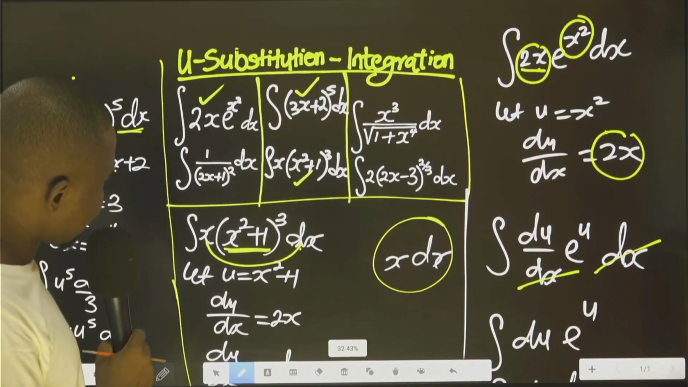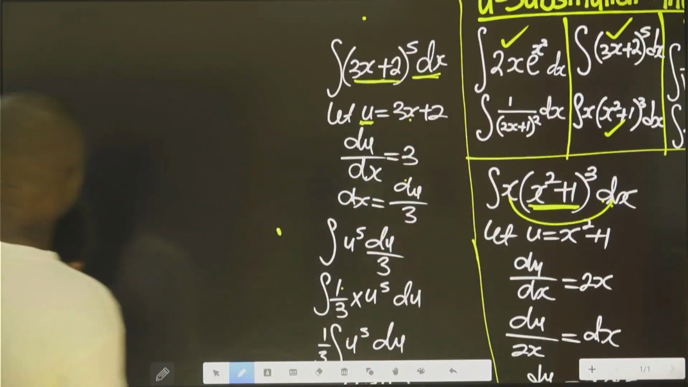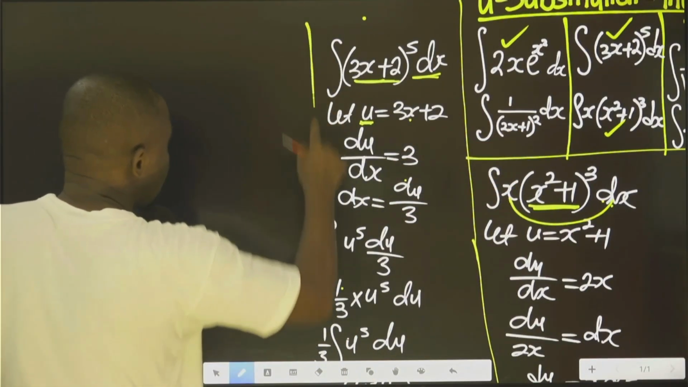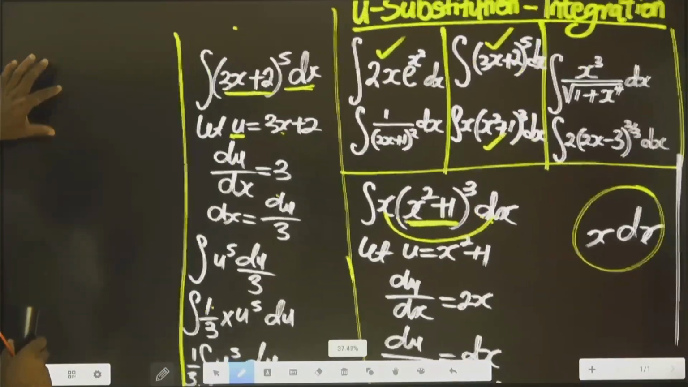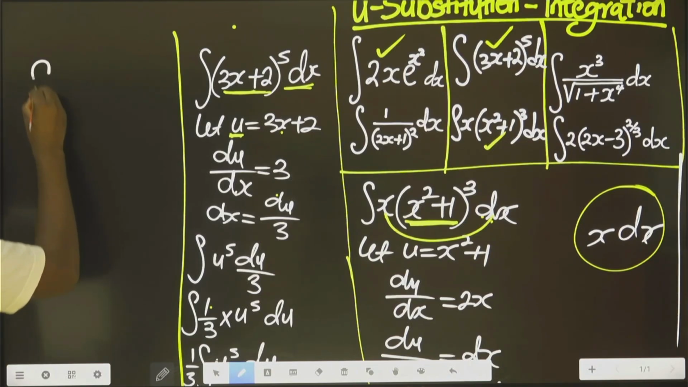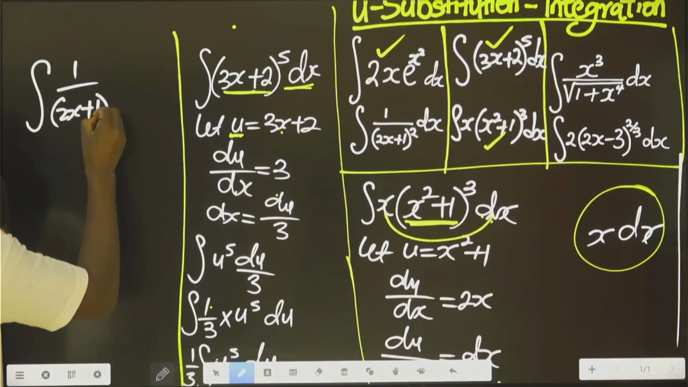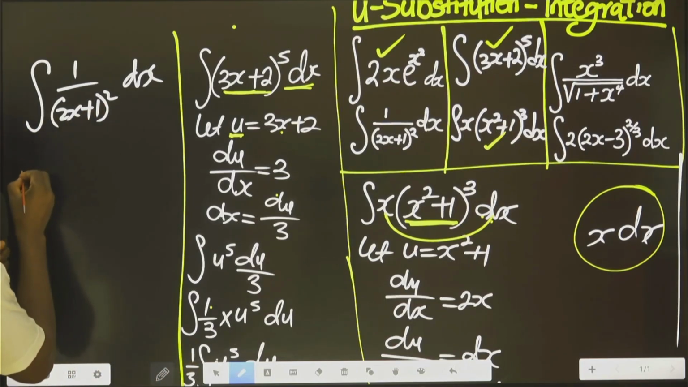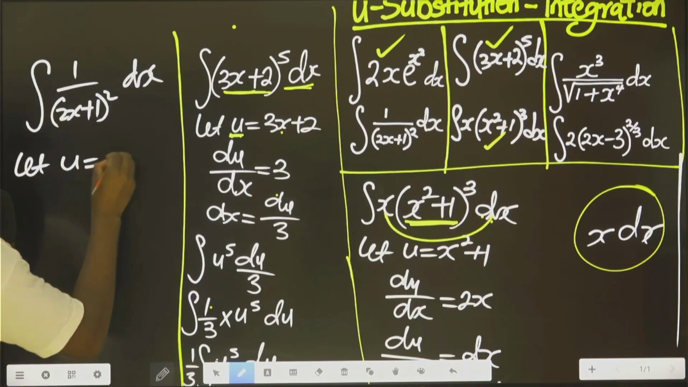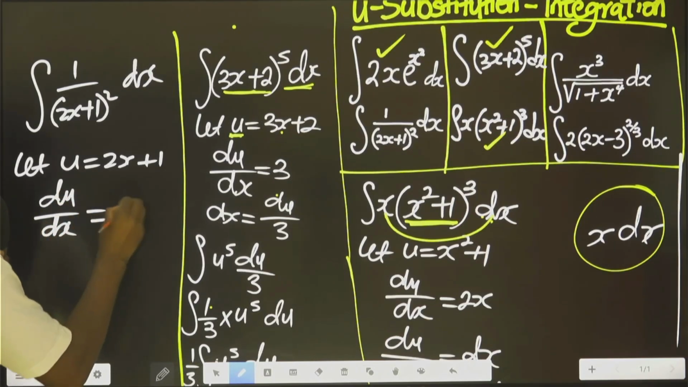I need to come toward this side, put the question here. Let's treat this guy. Let me come a little here like this so that you see it. What is that? That is the integral of 1 over 2x plus 1 raised to power 2 dx. You know what we are going to replace now? We are replacing this. Let u be equal to 2x plus 1, du over dx is 2.